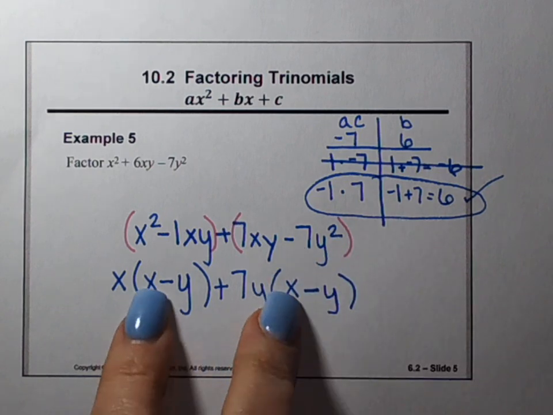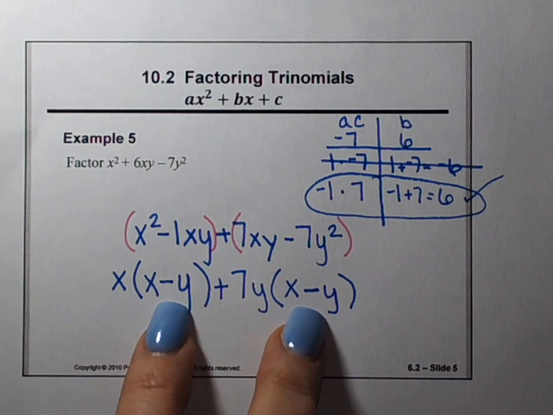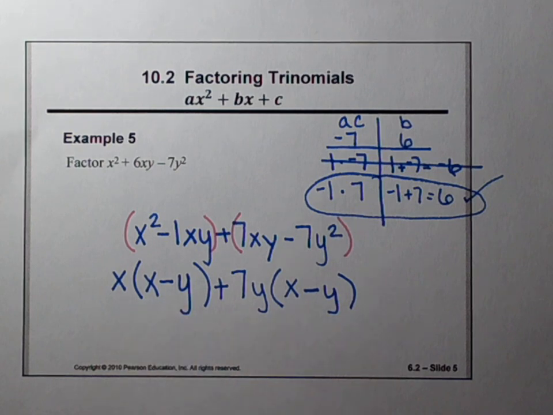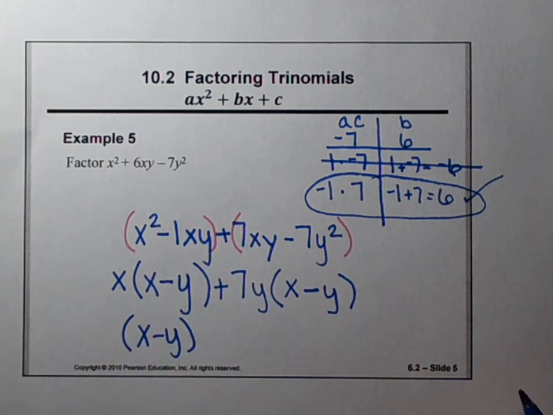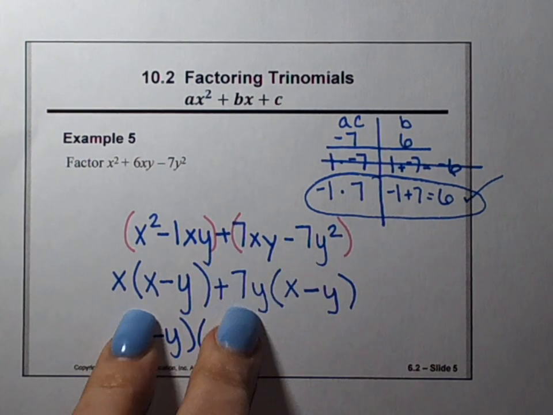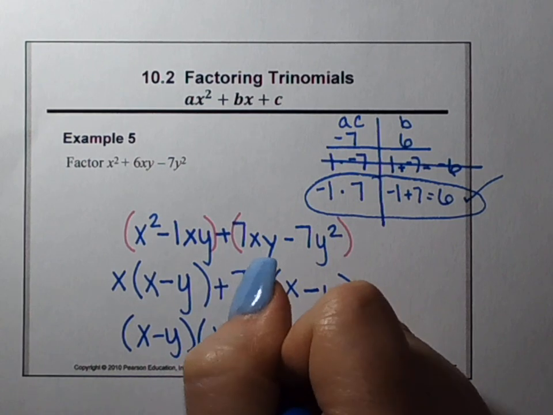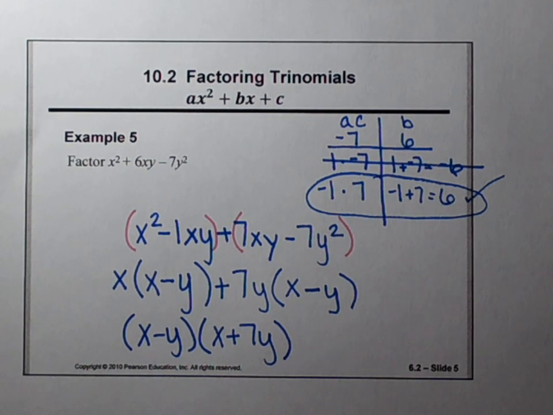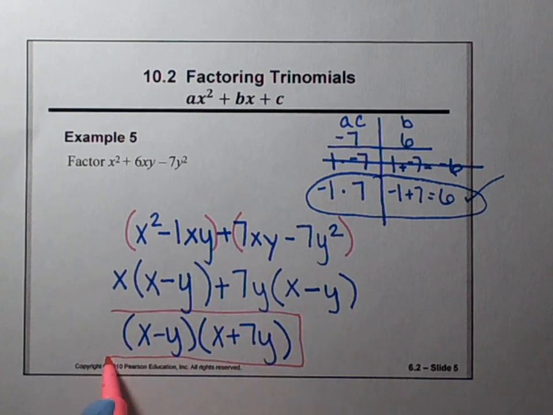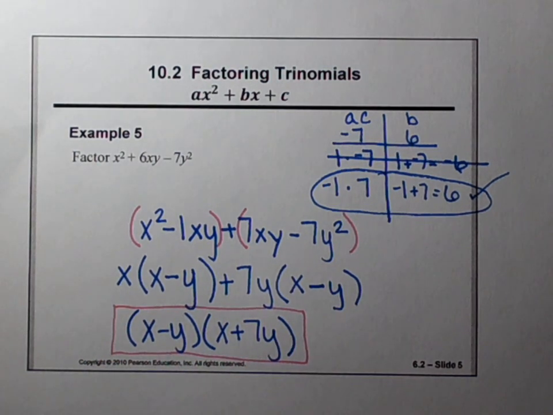Alright, so are my two sets of parentheses the same? We've done our GCF correctly. So we're going to take that first term from inside the parentheses, and the second term comes from outside the parentheses, so that is x plus 7y, and that is my final answer in factored form. Alright guys, if you have any questions, please let me know.